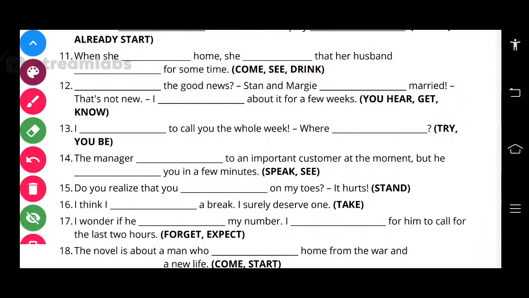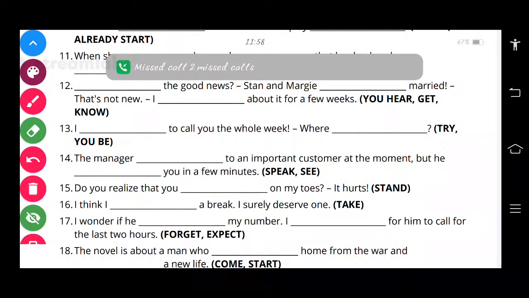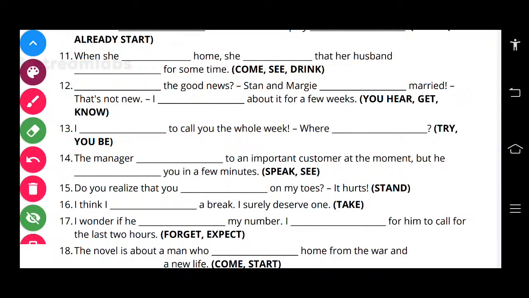Here we may use: when she came home, she saw that her husband was drinking for some time. We may say like this. Okay, clear? And one more example, let us see. Okay, right, did you understand this? So likewise, the rest of the examples you have to do just by going through them.